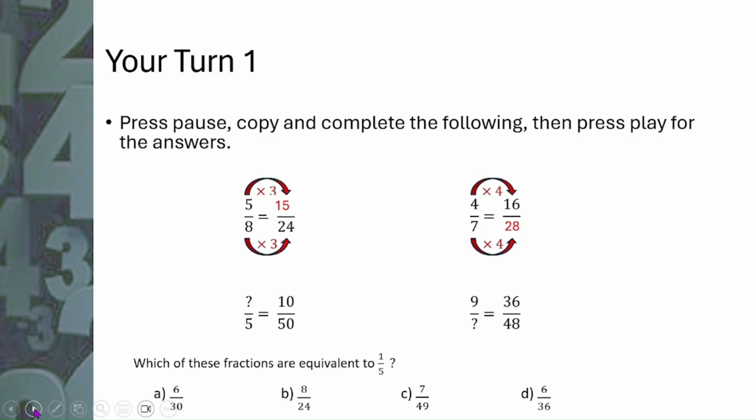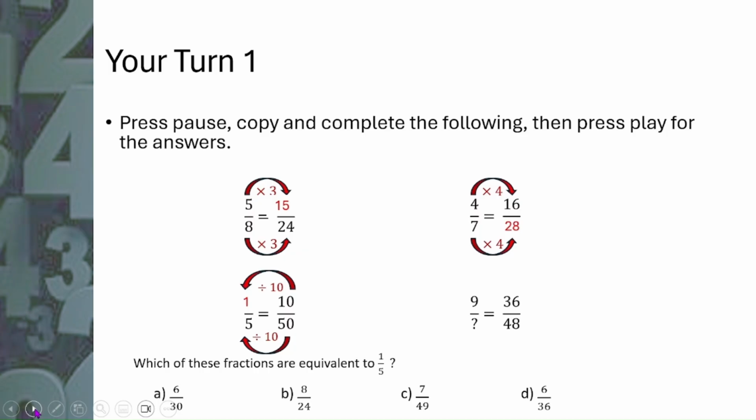Third question. Something over 5 is equal to 10 over 50. So instead of multiplying, I'm going to divide. I'm going to try and change the 50 down to 5. So if I need to divide that by something, I would divide by 10, because I know that 5 times 10 is 50. So 50 divided by 10 will take me back to 5. So if I've divided the bottom by 10, I must divide the top by 10, because our golden rule tells me what I do to the bottom, I must also do to the top. This is going to give me 1 over 5 is equal to 10 over 50.